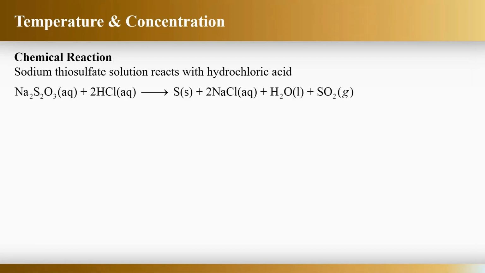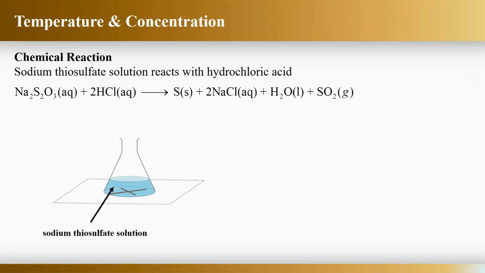Sodium thiosulfate solution reacts with hydrochloric acid. And this chemical reaction will produce a yellow precipitate. We use a paper with an X mark, and we place the conical flask containing sodium thiosulfate solution above the X mark. And then we add the hydrochloric acid, and we will look from the top of the conical flask. Over a certain period of time, the X mark will disappear.